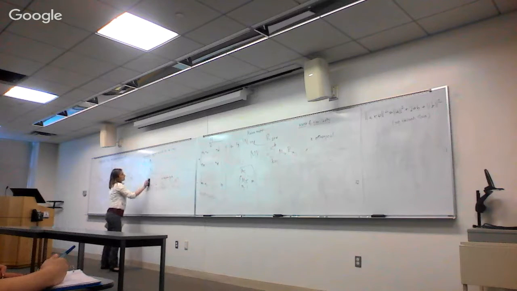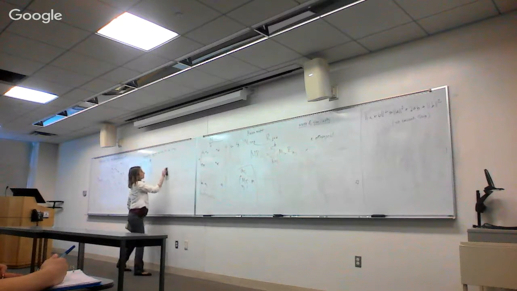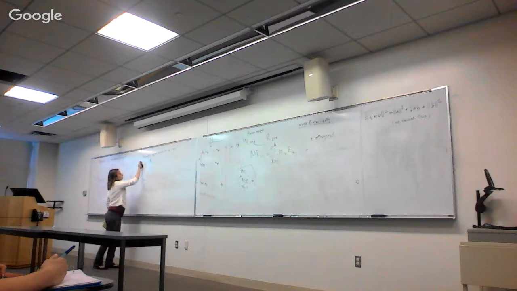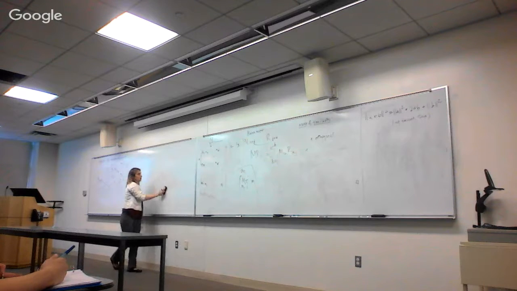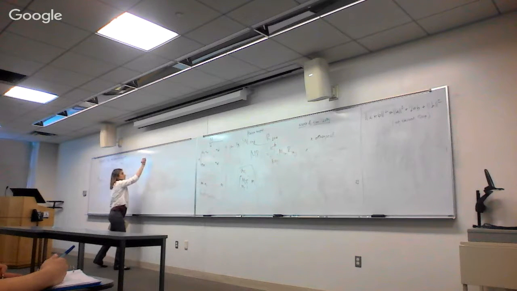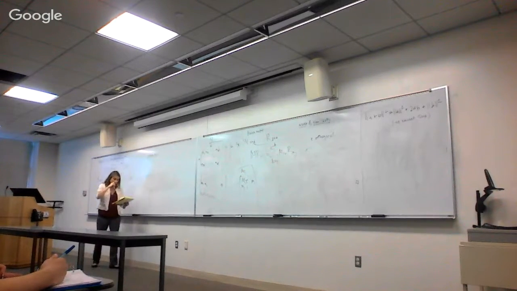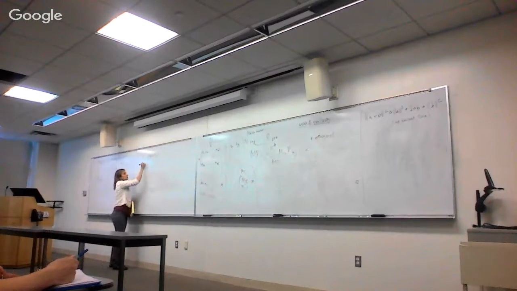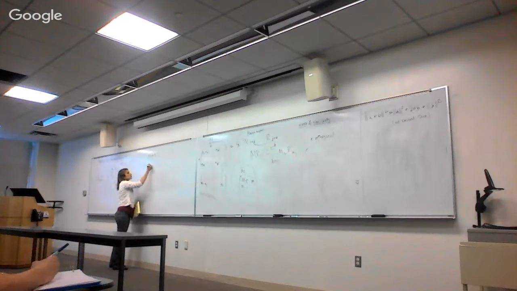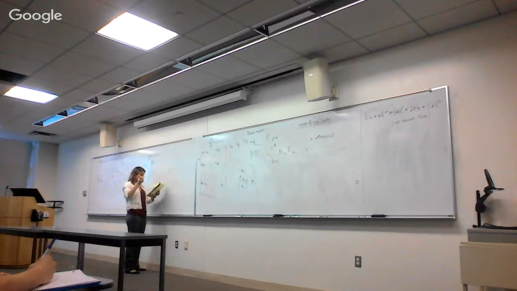So matrix multiplication is not the same as multiplying two numbers. All the rules that we thought we knew for multiplication, some of them hold, some of them do not. Okay, so some things like associativity still hold.